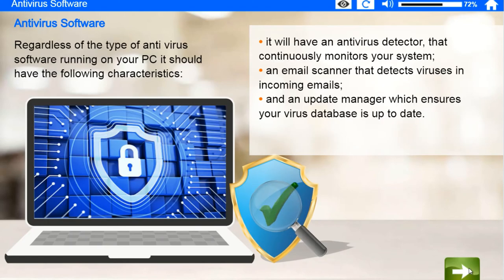Antivirus software. Regardless of the type of antivirus software running on your PC, it should have the following characteristics. It will have an antivirus detector that continuously monitors your system, an email scanner that detects viruses in incoming emails, and an update manager, which ensures your virus database is up to date.